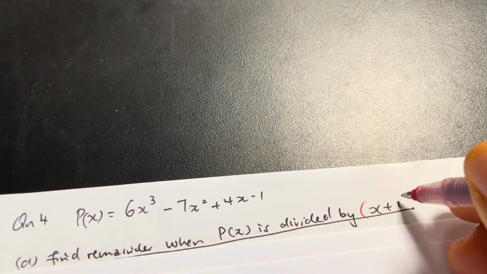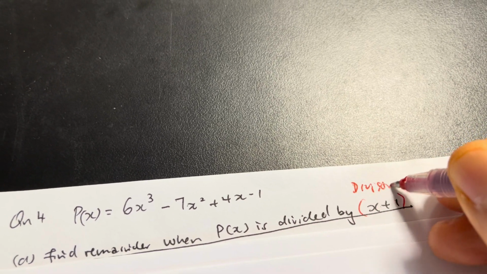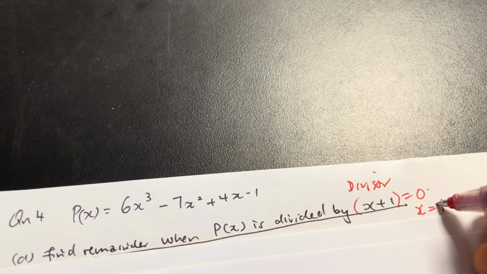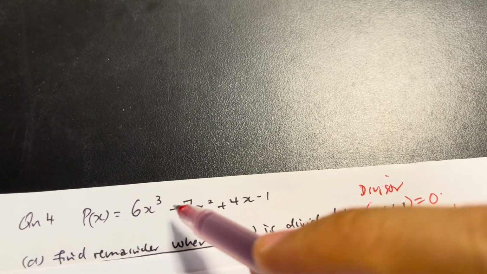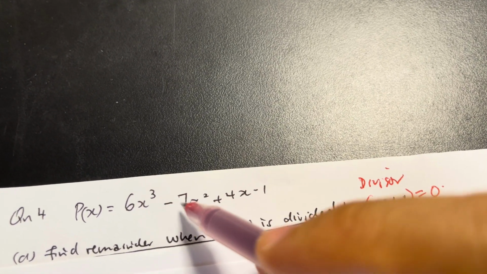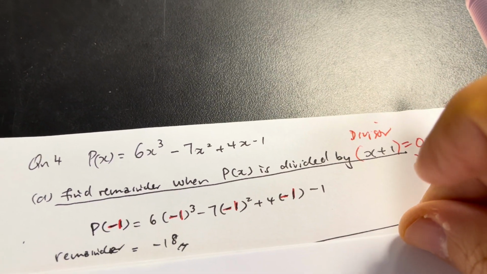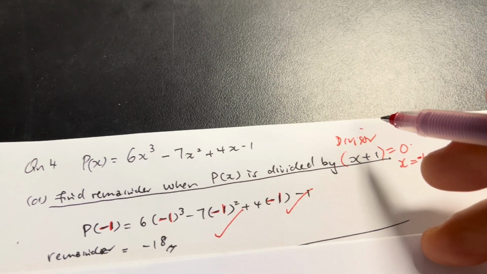You let the divisor, this is called the divisor, you let the divisor be equal to 0 to find out the value of x that you must sub in. So in this case it's minus 1. You sub in minus 1 into all the x and you will get the remainder. That's it. So this is how the remainder theorem is used.